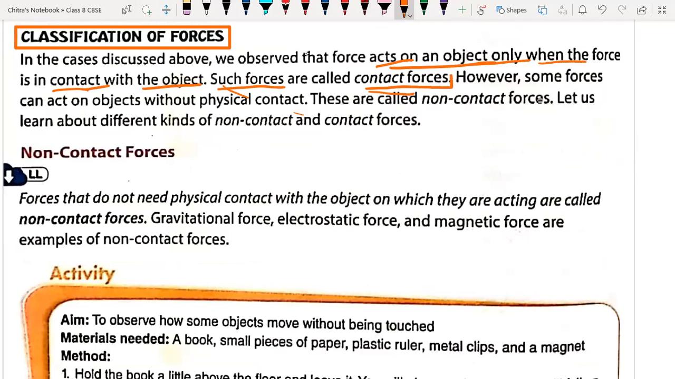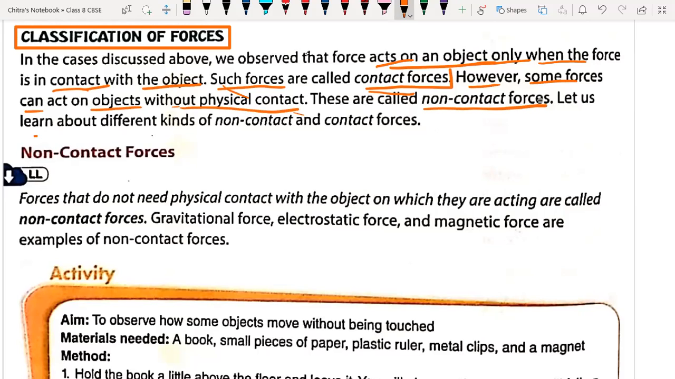Very important. Contact force is what? The force applied or acting on an object, which is in contact with the person applying the force, is called a contact force. However, some forces can act on an object without physical contact. Such forces are called non-contact forces.